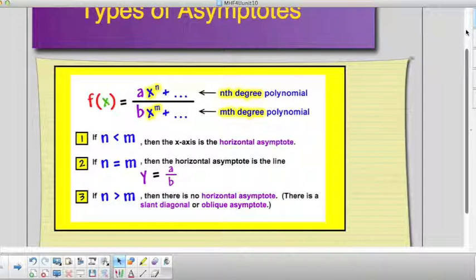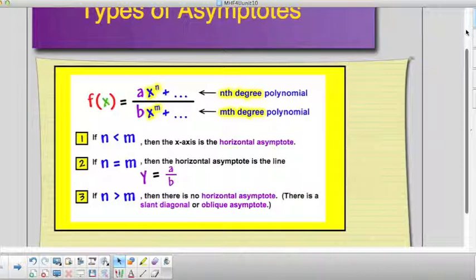It doesn't matter how many terms there are. You could have x to the power of 5 plus x to the power of 4 plus x to the power of 3, but I'm only concerned with the highest degree, the nth degree polynomial, in both the numerator and the denominator. And that will indicate what type of horizontal asymptote you're going to generate.